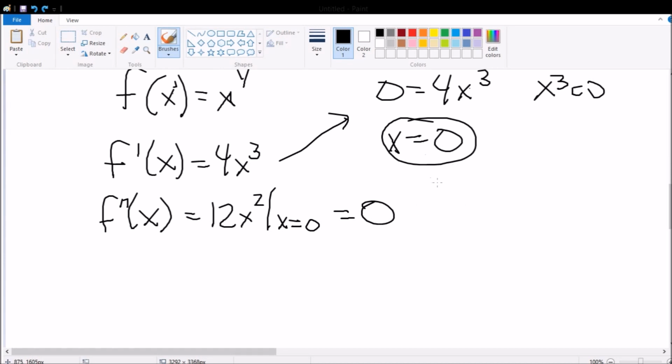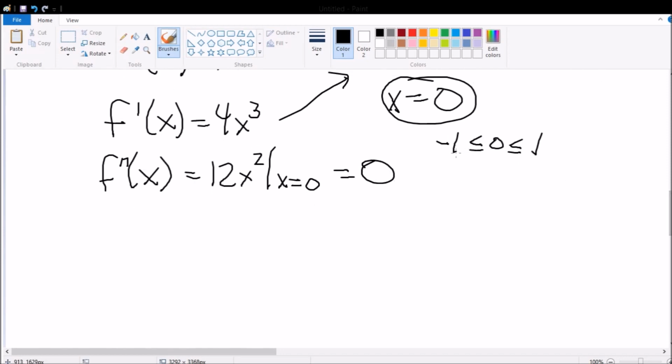So here I'm going to just use negative 1 and 1 because 0 is between negative 1 and 1, right? So we need to check on the left-hand side and right-hand side and plug it into f double prime of x. And while we're doing this, we're checking the concavity at those 2 points. So let's do that real quick and I'll show you what happens.